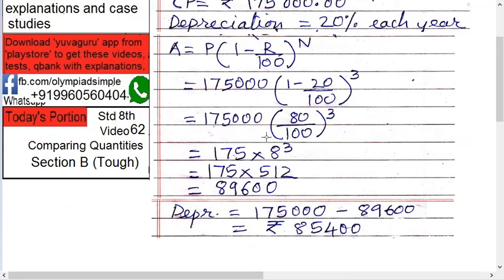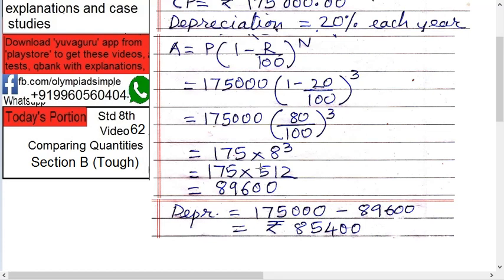There are 6 zeros below and 3 zeros over here and 3 over here, so all the zeros will go. What remains is 175 into 8 cube. So 8 cube is 512. Here I always tell you to remember the cubes up to 15. These are very important. So 8 cube is 512 into 175. Now multiply this, it becomes 89,600.